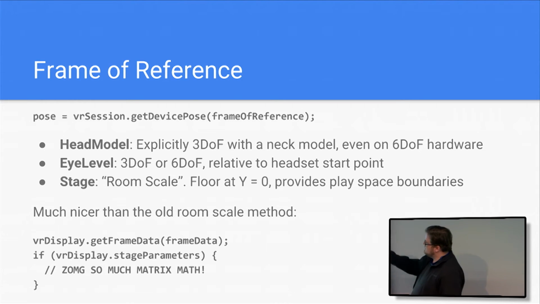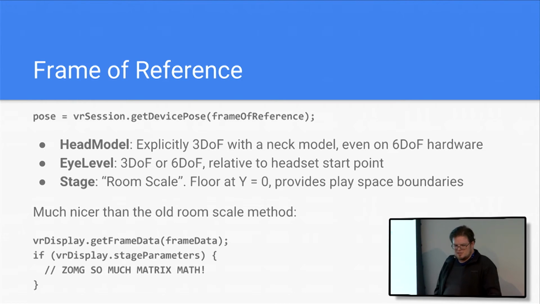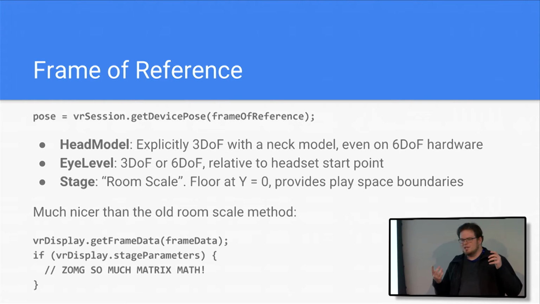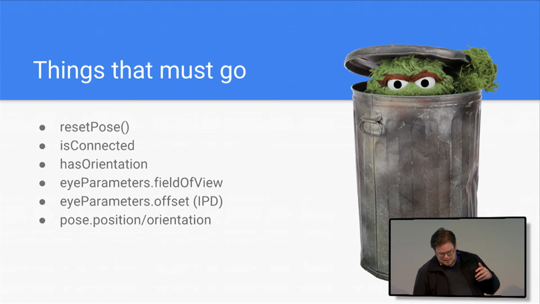Or we have one that's called a head model, which is explicitly taking, even if you have a Rift, you explicitly just do the 3DOF. And this is useful if you're doing, say, a 360 photo or video or something. And it can actually save on battery too, which is why we're explicitly introducing that.